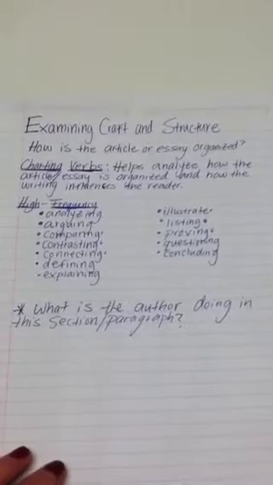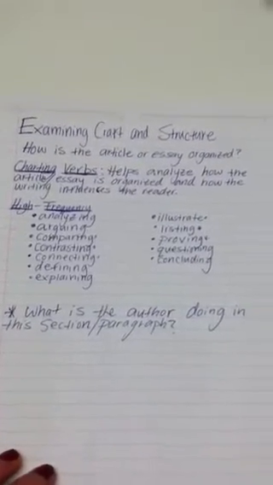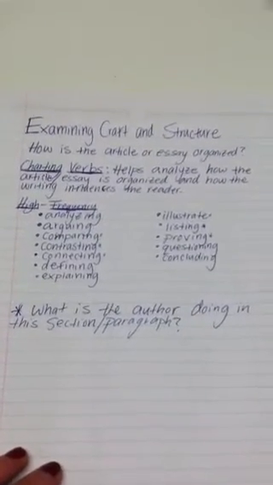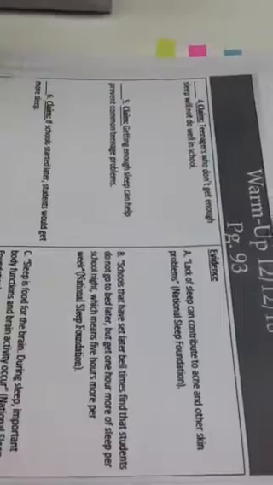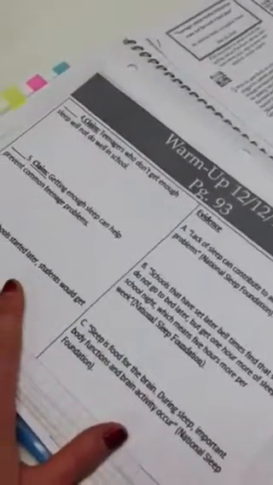Page 92 is our charting verbs for analyzing nonfiction documents. We have high frequency and charting verbs, and the notes are on page 92. On page 93 was a warm-up where we matched the claim to the evidence, and we talked about the importance of making sure the evidence we provide actually matches the claim. Yours will be handwritten. This is a printout of the slide that day.